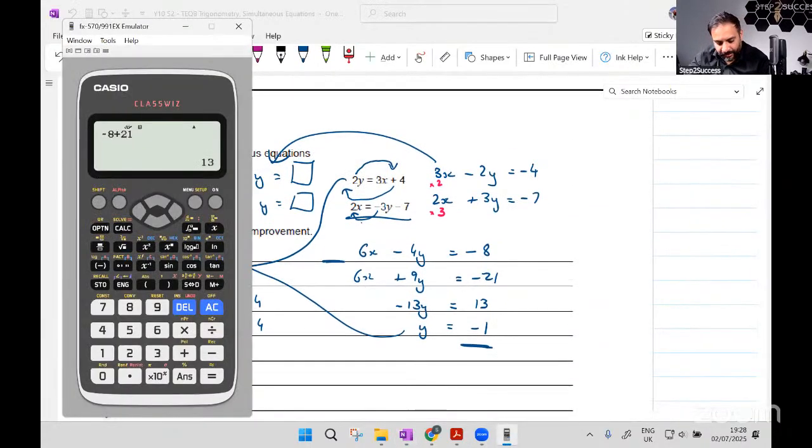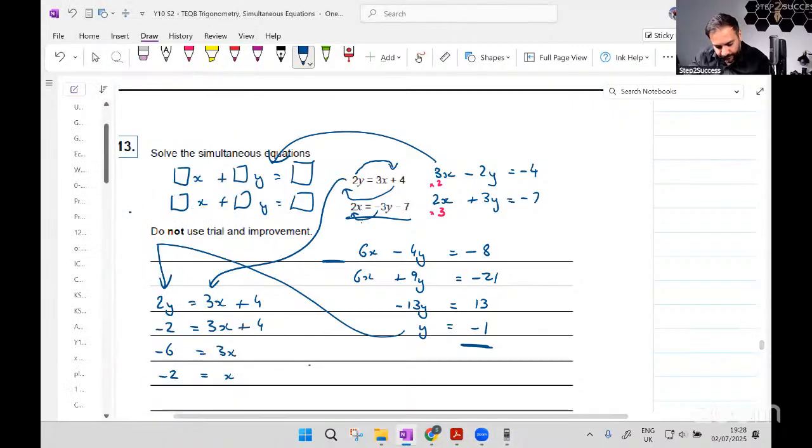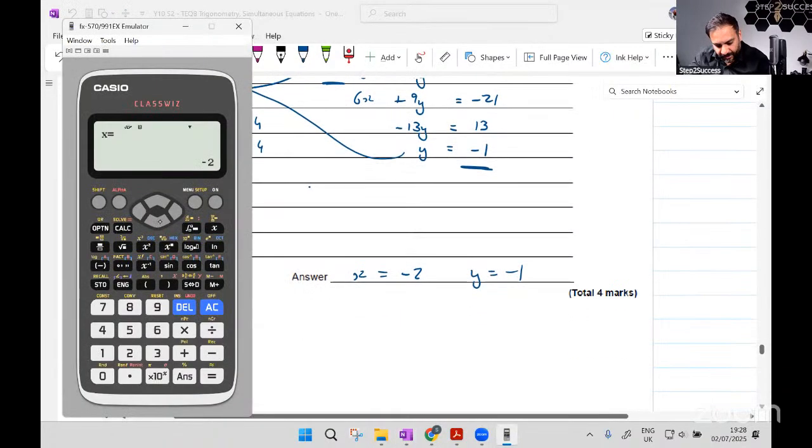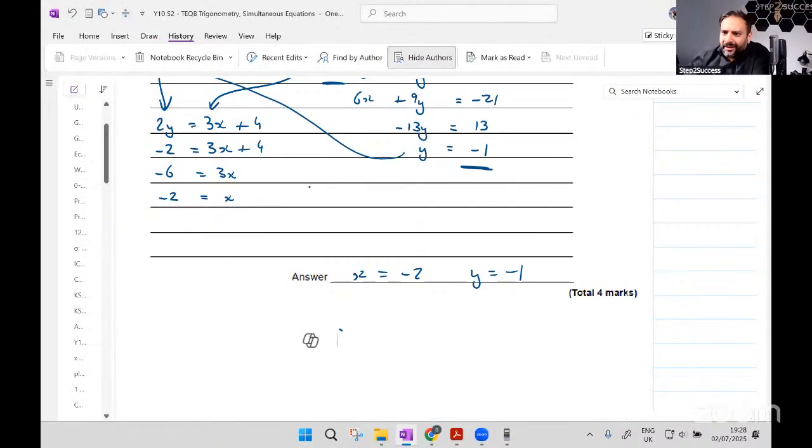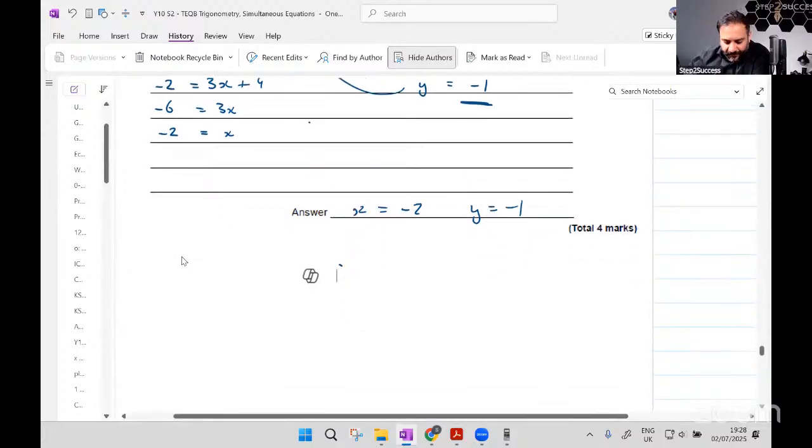Depending on your calculator, by the way, some calculators do simultaneous equations for you, which you perhaps did not know. X is minus 2 and y is minus 1. Works. Okay, I think that covers all of that for now then.